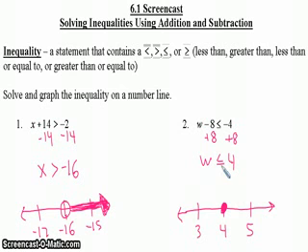And then numbers that make it true, 3 would make this true. 2 would make it true. 1 would make it true. So further to the left. So you shade in the direction of all of the solutions. That pattern continues further and further to the left forever. So we have a bold arrow on the left side to represent that.